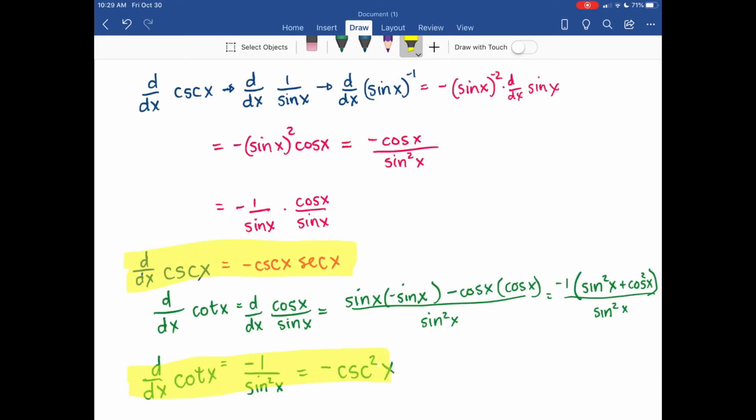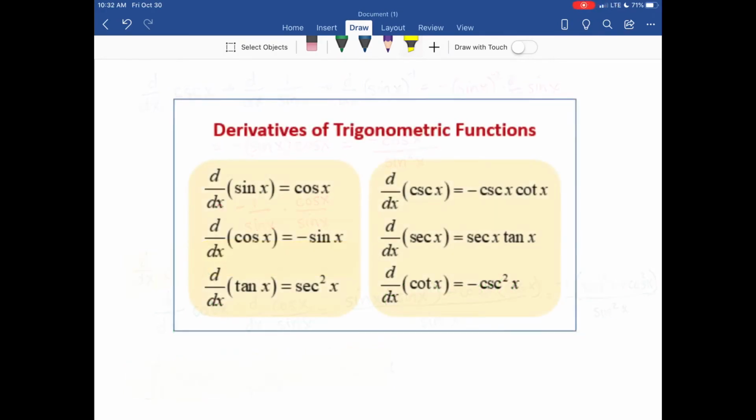Here are the remaining trig derivatives. You'll see that it looks very similar to the previous ones of secant and tangent. So let's put these all in a nice package so that we can start working with them. Here they are. Write them down.